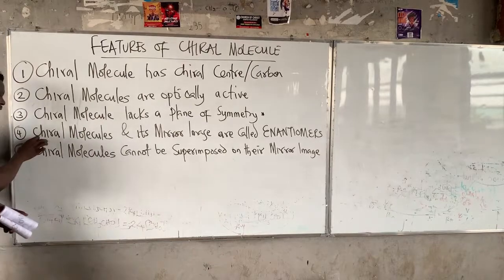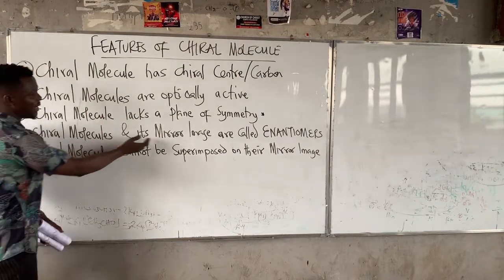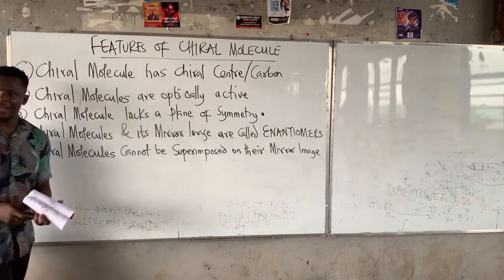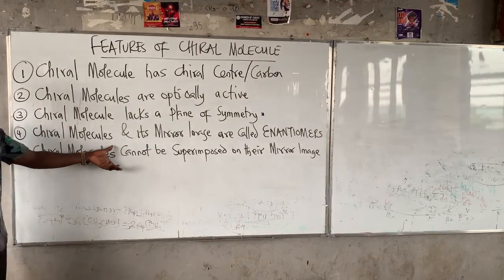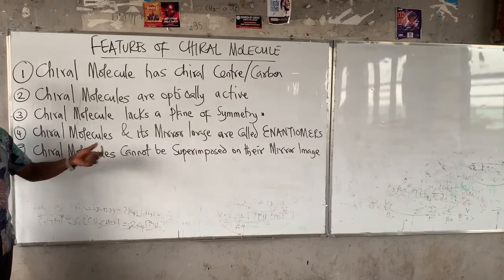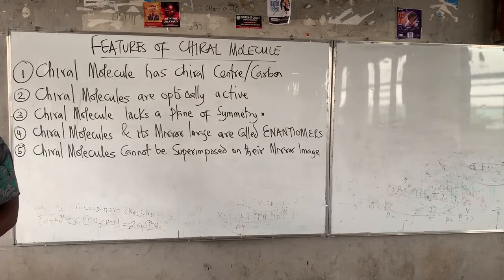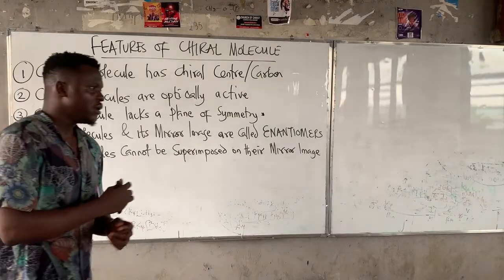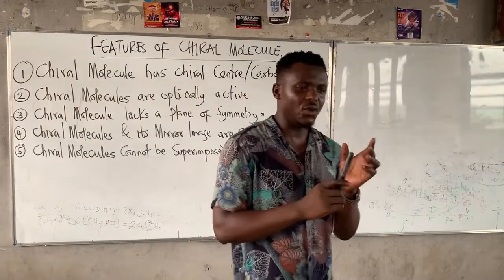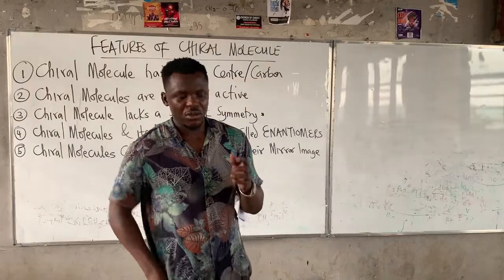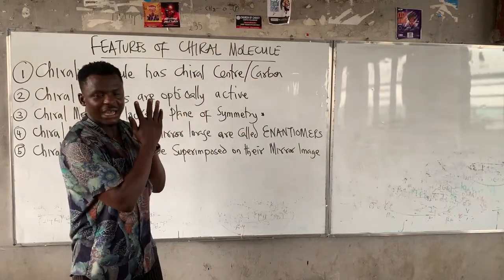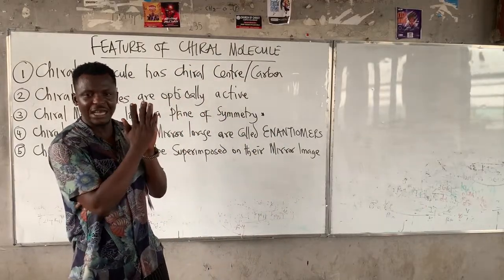Now this says a chiral molecule and its mirror image are called enantiomers. Of course, we know that part already. Now this other part says chiral molecules cannot be superimposed on their mirror image. What does it mean for something to be superimposed? I'll give you a typical example. If you place your hands as if you're clapping, you've superimposed the left hand on the right hand.